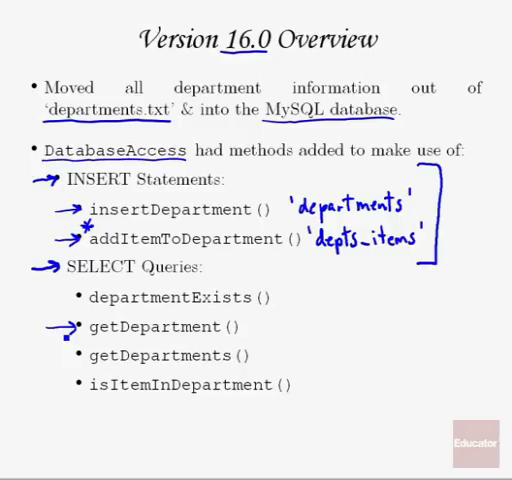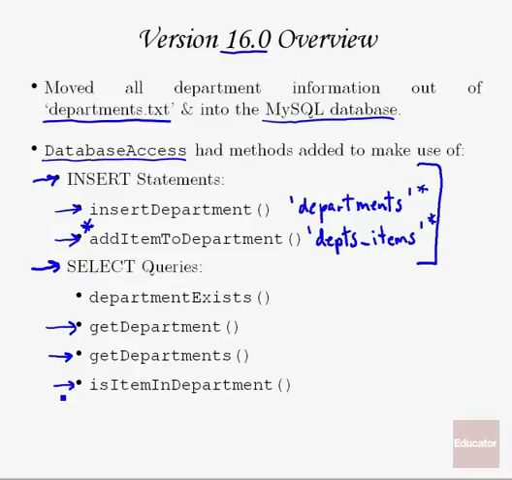It's going to have to run a query on the departments table to load the name and department ID of a particular department. Then it's also going to have to run a query on the departments underscore items table to load all of the item IDs of the items in that particular department. GetDepartments is going to work in the same way, except it's going to create department objects for all of the departments in an array. So it's going to be running multiple sets of select queries.